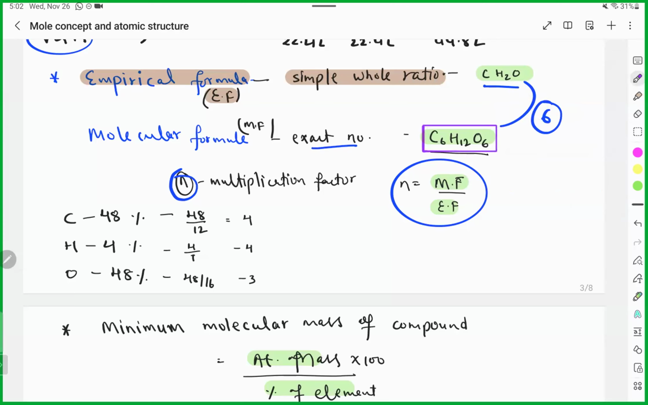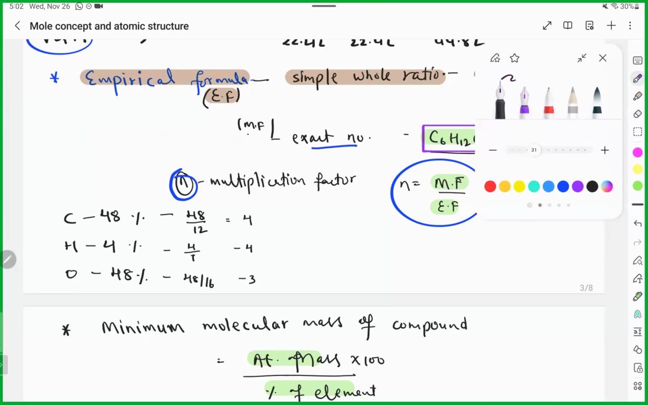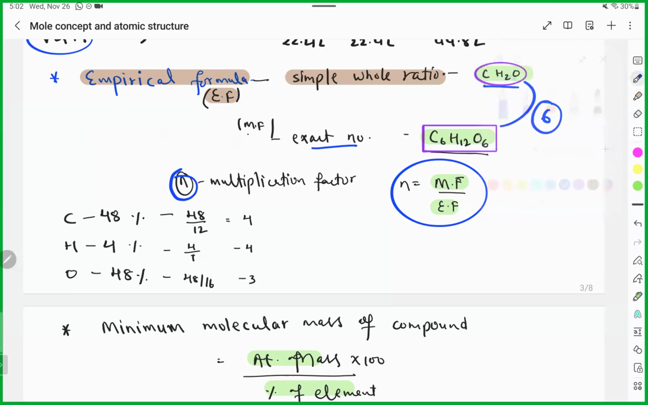Glucose formula is C6H12O6. This glucose, if you divide by a common number 6, the simplest ratio will be this. So this is empirical formula. Real formula is molecular formula. Whatever is the real formula of the compound, it is known as the molecular formula.